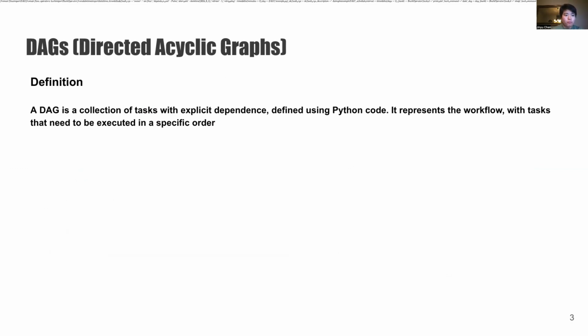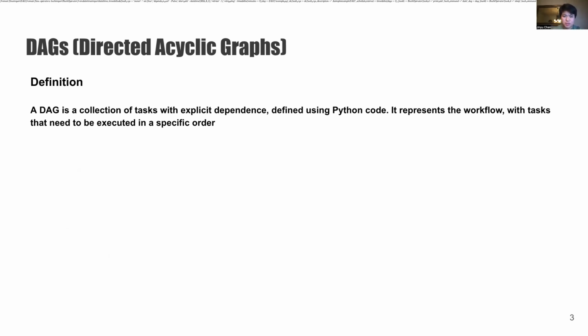All right. So, what is a DAG? DAG stands for directed acyclic graph. A DAG is a collection of tasks defined using Python code. It presents the workflow with tasks that need to be executed in a specific order.